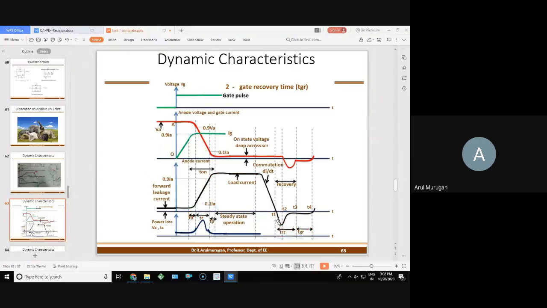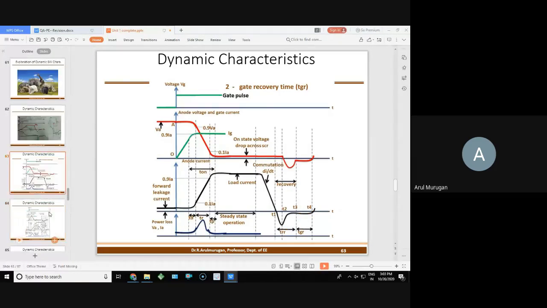What is the reverse recovery time? The output current goes below 0 and then comes to that point. What about the output voltage? It initially maintains 0, and after that it starts to move further below 0. Why? Because you apply the commutation. What is the commutation? The reverse capacitor voltage is applied across the SCR. Then totally it comes to 0. That is the gate recovery. So that's all about the dynamic characteristics.